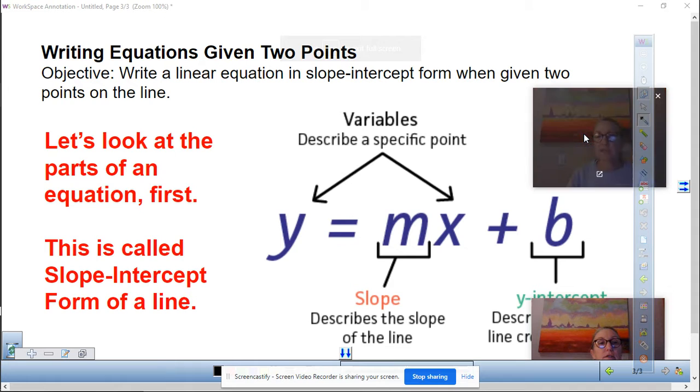Now, when you see this here, the parts of it are the x and the y represent any point on the line. The coefficient on x is actually our slope. And then the constant over here that we have, we always call it b in the formula, is the y-intercept of the line. And again, we call this slope-intercept form of a line.